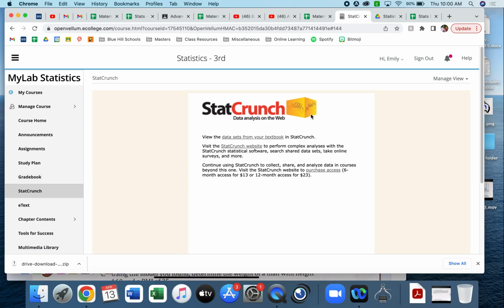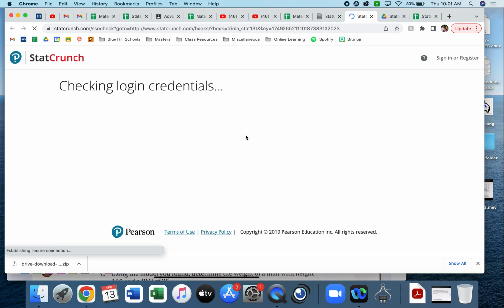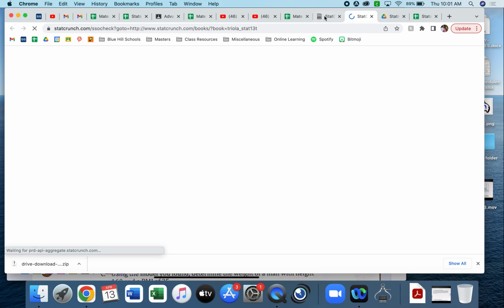And it should take you to a page that looks like this. Do you guys all have a page that looks like that? Yeah. Okay, it has 2 different options that you can select. One says data sets from your textbook, and the other one says StatCrunch website. We want to go to the top one. It's going to pull up data from our textbook.